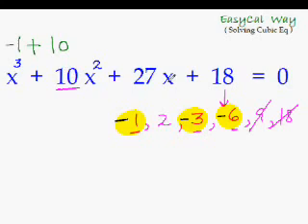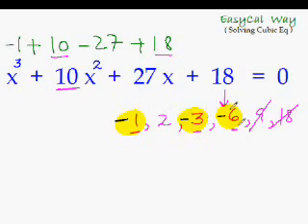27 times -1 is -27, and this is +18. Now 18 plus 10 is 28, and -27 minus 1 is -28, plus 28 minus 28 is 0. That means -1 is definitely the correct answer. So if you want, you can check the other two solutions as well. They are correct.